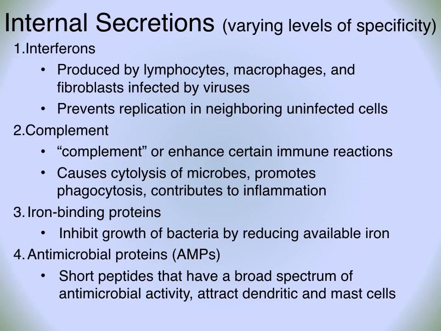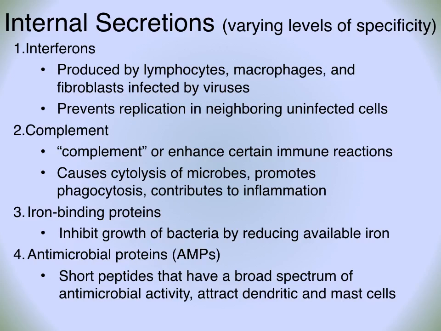The iron binding proteins are going to bind to and clump onto iron molecules, free iron molecules that are necessary for bacterial growth and replication. By binding onto iron, what these iron binding proteins do is that they inhibit the rate at which bacteria can grow by limiting some of the cofactors necessary for bacterial replication.